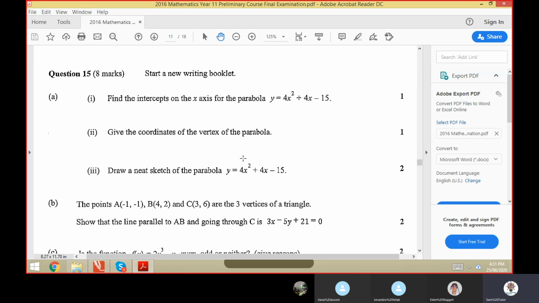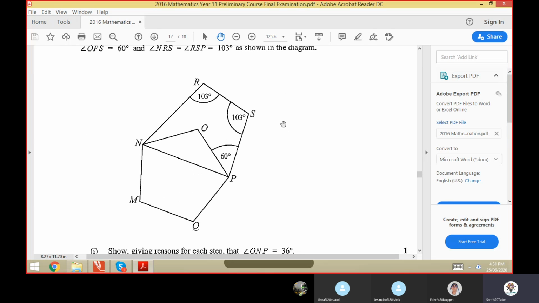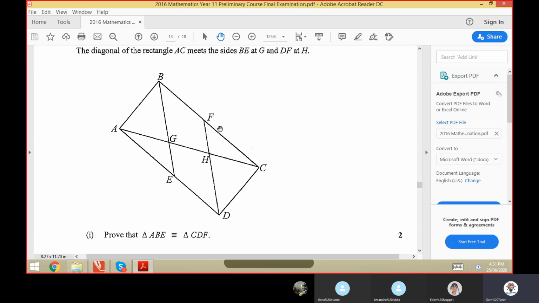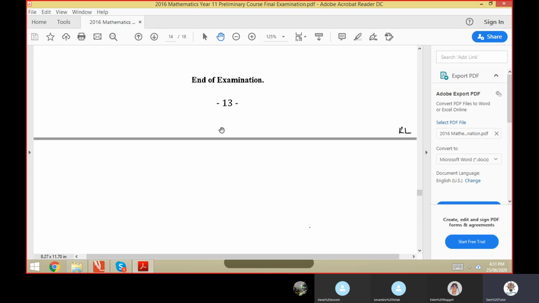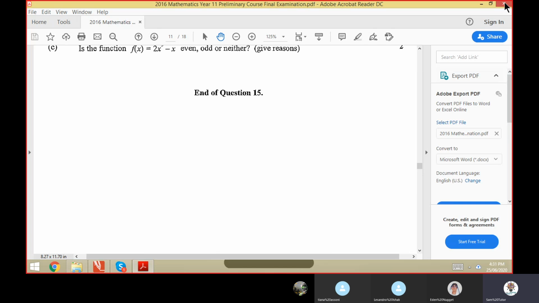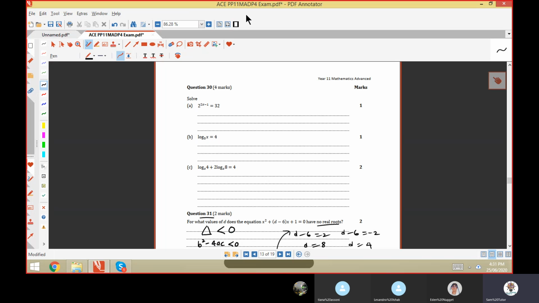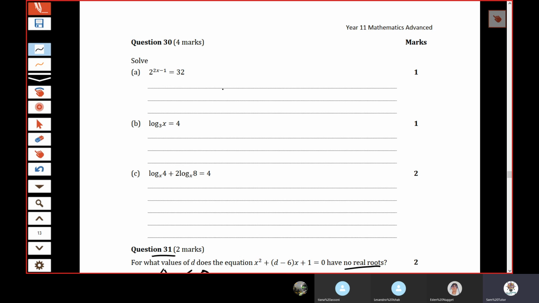So it doesn't really work like that. Finding intercepts or the x-axis for the parabola. Find the coordinates of the vertex. Draw a neat sketch. Is this function odd, even, or neither? Geometry, not in your exams anymore. So that's it. They're going to test a bit of everything. There isn't really A level or B level or C. I mean, there are obviously naturally harder questions and easier questions. But if you really know your stuff, nothing will be hard for you because you've practiced so much.